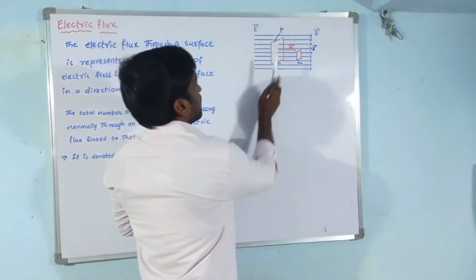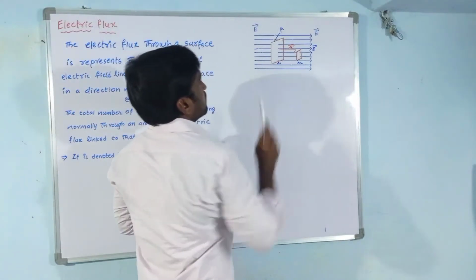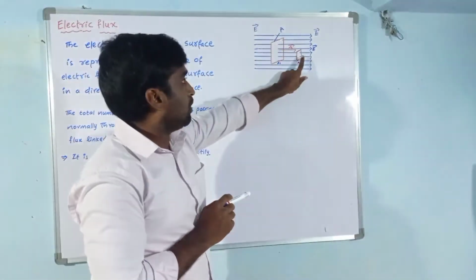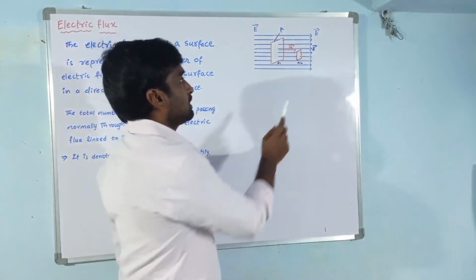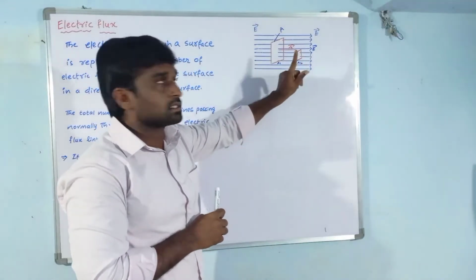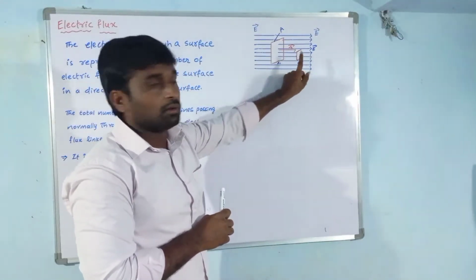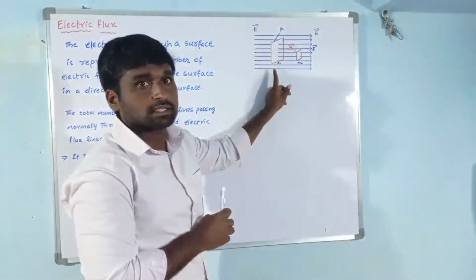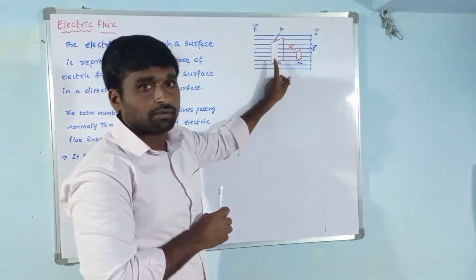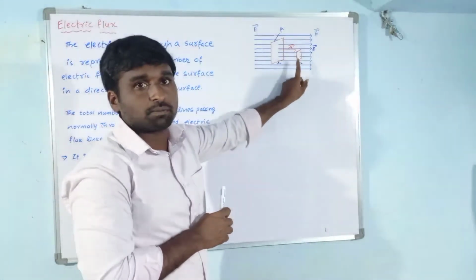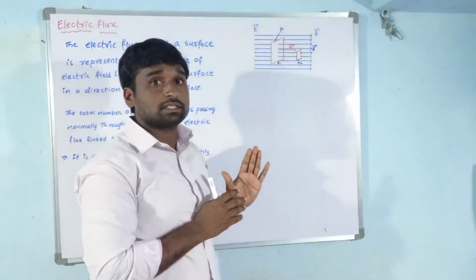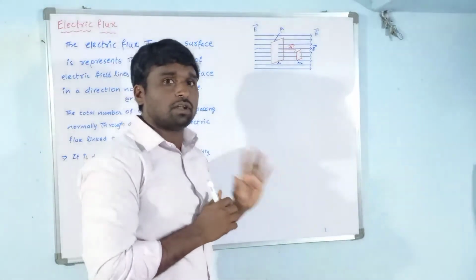That is 1, 2, 3, 4, 5, 6. Six electric field lines are passing through surface area A1. Now how many electric field lines are passing through surface area A2? Only 1 and 2. So electric flux is low for this surface, and electric flux is maximum for the other surface. Electric flux is more in surface area A1 and small for surface area A2. This depends upon the number of electric field lines touching the area surface in a direction normal.